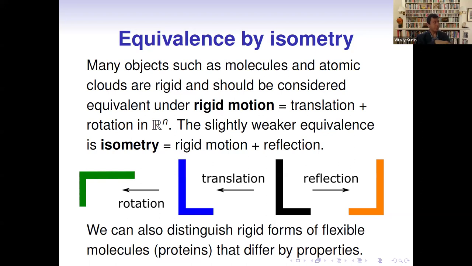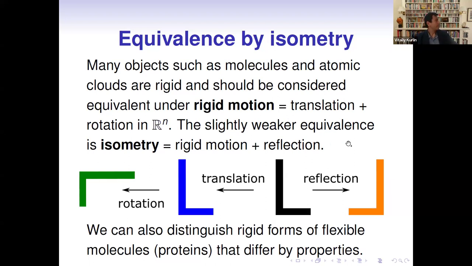So when we add an extra transformation to our equivalence, then we get a wider collection of equivalences, but a smaller collection of resulting equivalence classes. So for example, these two shapes now under isometry are in the same class. Two different classes of mirror images merge into one.